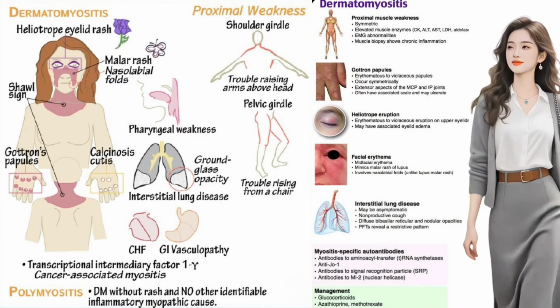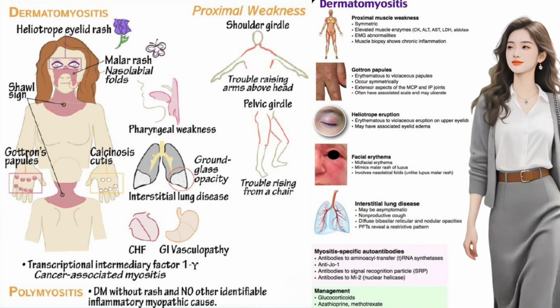Now let's look at the typical features you'll find in clinic. Muscle weakness is gradual, bilateral, and mainly proximal. Patients often say, "Doctor, I can't climb stairs easily," or "I struggle to lift my arms." Their creatine kinase, or CK, is usually very high, sometimes 10 times normal, showing active muscle injury.